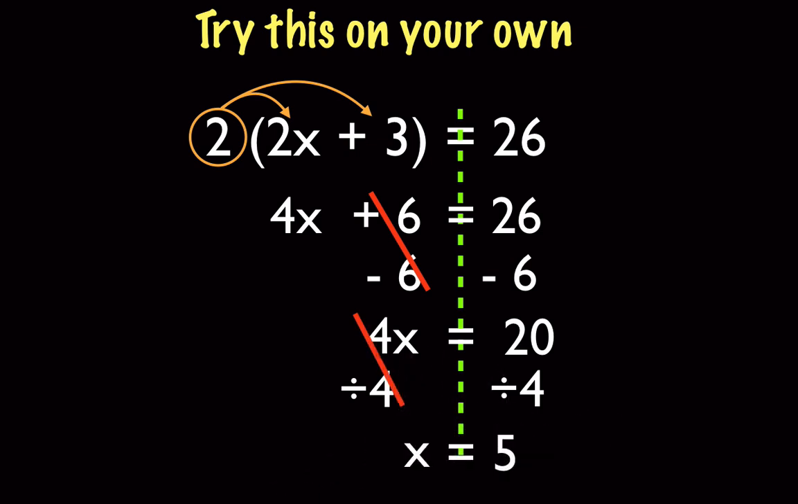You can check it real quickly. 2 times 5 is 10. 10 plus 3 is 13. 2 times 13 is 26.